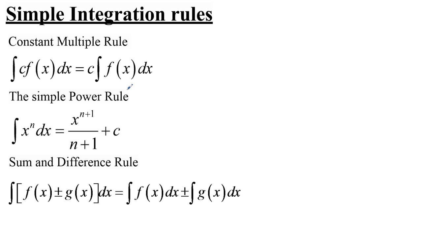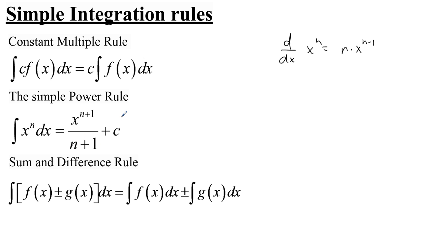We do have a simple power rule for integration. It is the reverse. Remember, with differentiation, d over dx of x to the n became n times x to the n minus 1. Well, for the integral of x to the n, instead of subtracting 1, we're going to add 1. Instead of multiplying by n, we're going to divide by n plus 1, and then we're going to add that constant c.